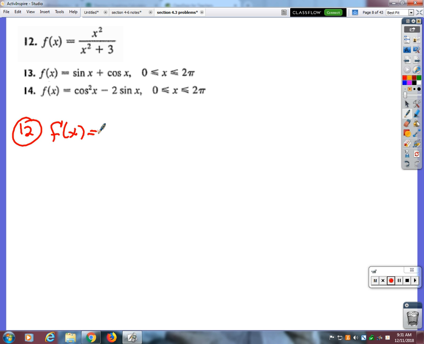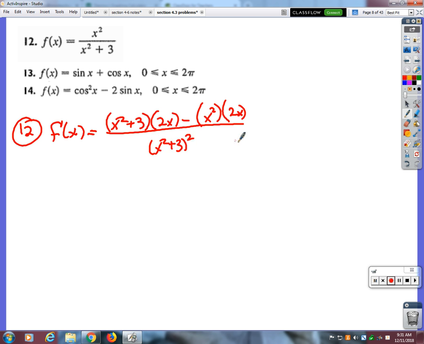Okay. Go. Low d high. So low is x squared plus 3. D high is 2x. Minus high is x squared. Times d low is 2x. You did do it right. Okay. All over the square of what's below.